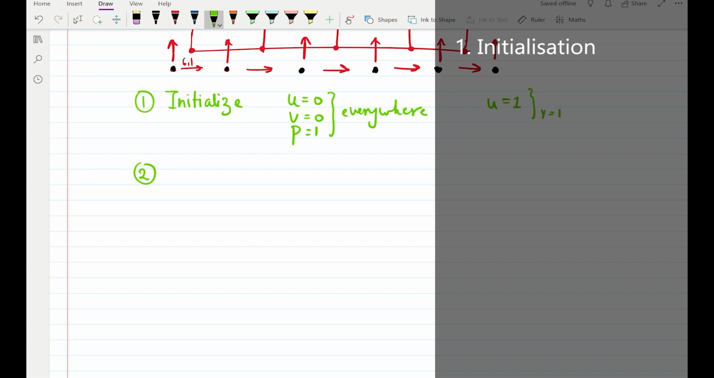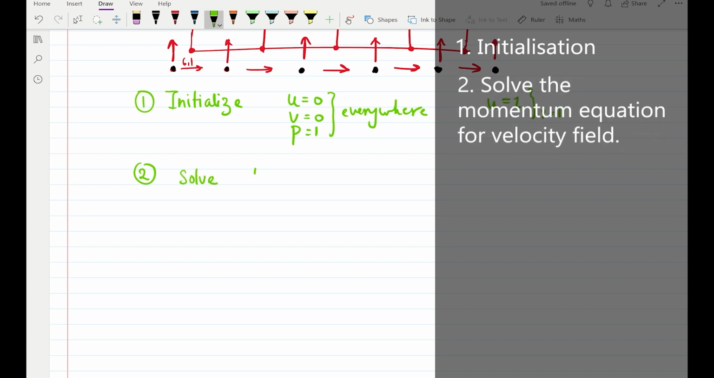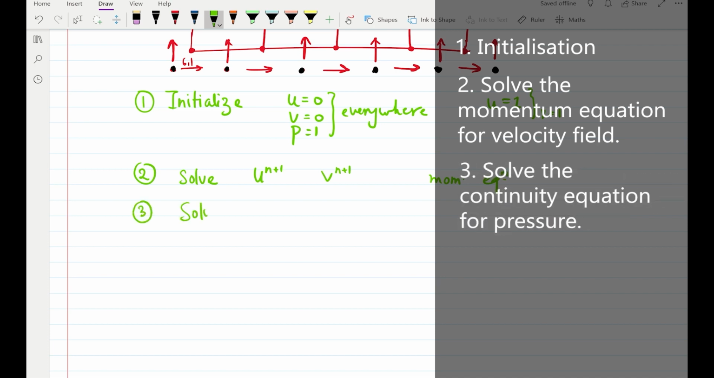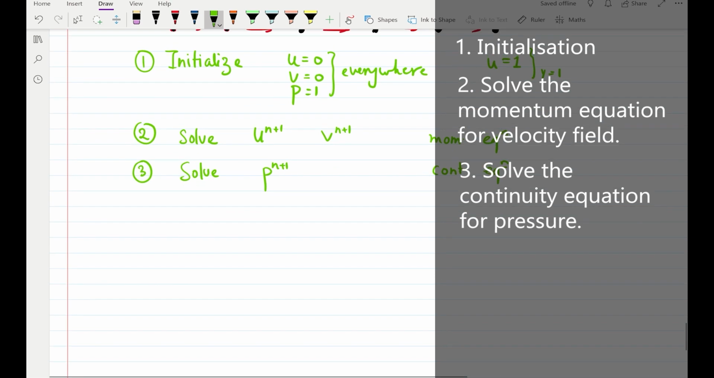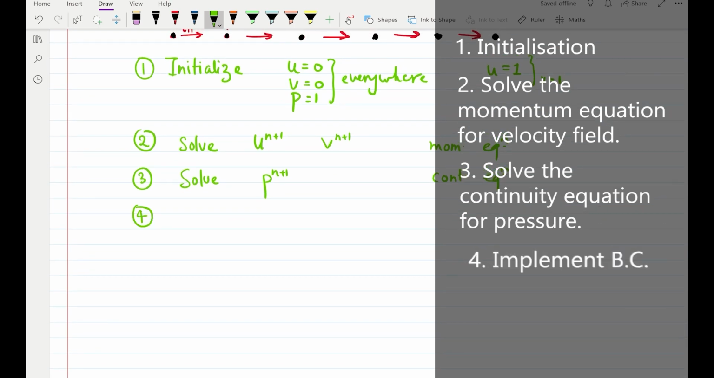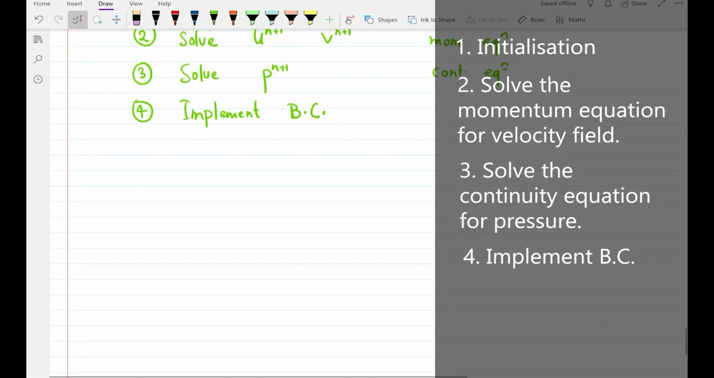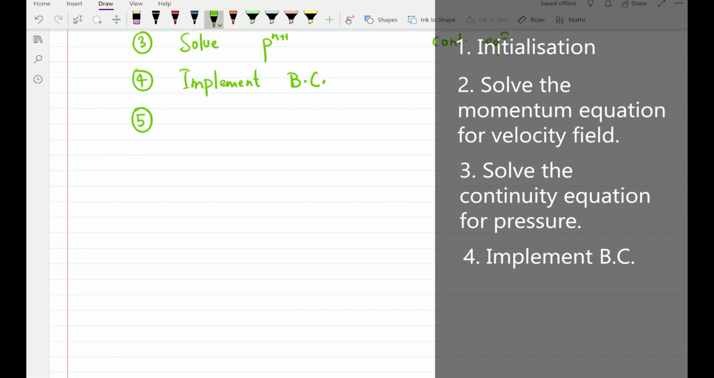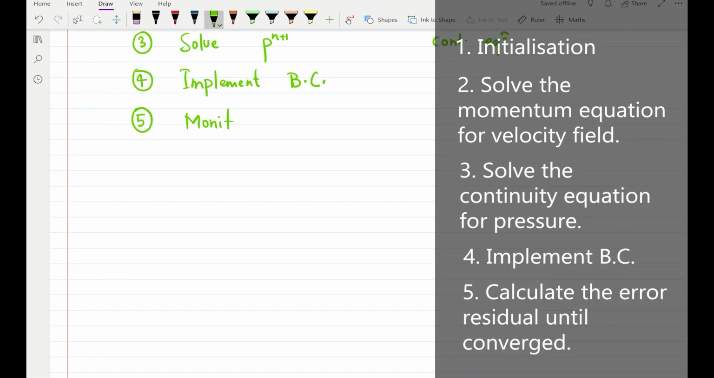Then we solve for u at n plus 1 and v at n plus 1 using the momentum equation. Thirdly, we solve for the pressure at n plus 1 using the continuity equation, and that is where we left off in the previous part. And the fourth step is to implement the boundary conditions that we learned today. And usually the fifth part is to monitor the error.